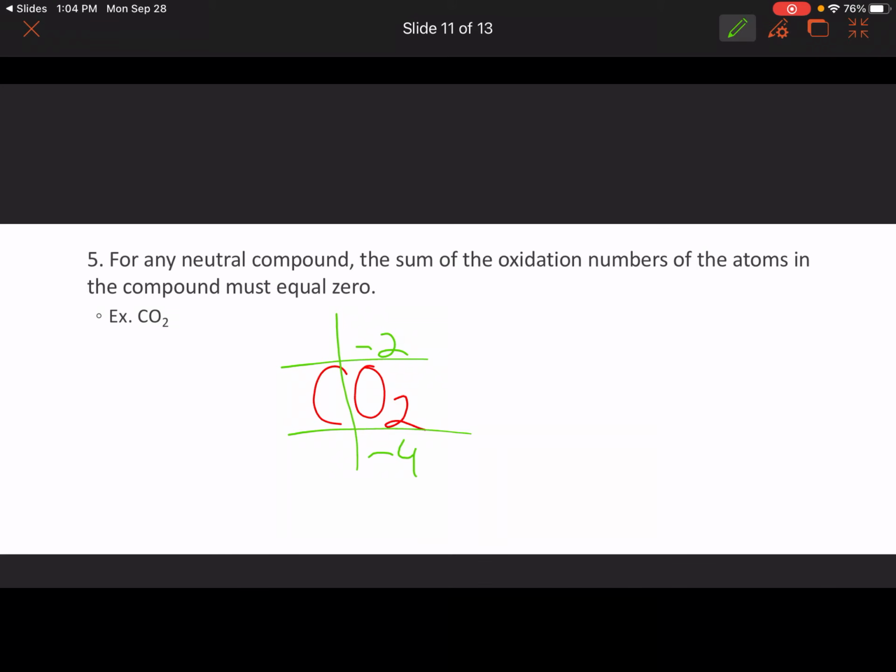Now, the oxidation numbers of both the carbon and the oxygen added together has to be 0, because CO2 is a neutral molecule. There's no charge there. It's not a polyatomic ion. So for this one, I would have to have +4 coming from the carbon, and I've only got 1 of them, which means the oxidation number of the carbon is going to be +4.